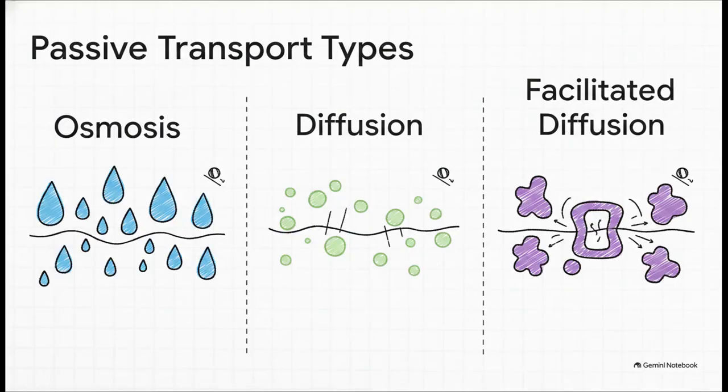Now, this downhill roll happens in three main ways. First, we have osmosis, which is strictly the movement of water molecules just trying to seek balance. Then there's simple diffusion. This allows small molecules, like oxygen and carbon dioxide, to slip effortlessly right through the membrane. And finally, facilitated diffusion. This one uses pump or carrier proteins to help out the larger molecules, like certain sugars, so they can slide down that exact same gradient.